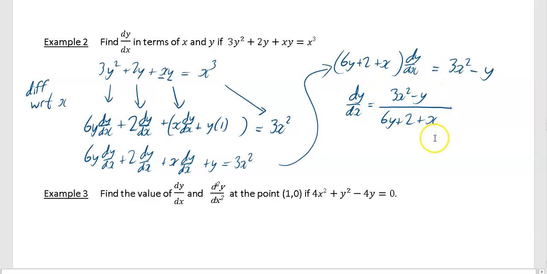So what we are used to with explicit functions, where y is written explicitly in terms of x, is that your dy by dx is completely in terms of x. For implicit functions, not always, but more often than not, your dy by dx is in terms of both x and y. So you need the x value and the y value of a coordinate to be able to find the gradient.